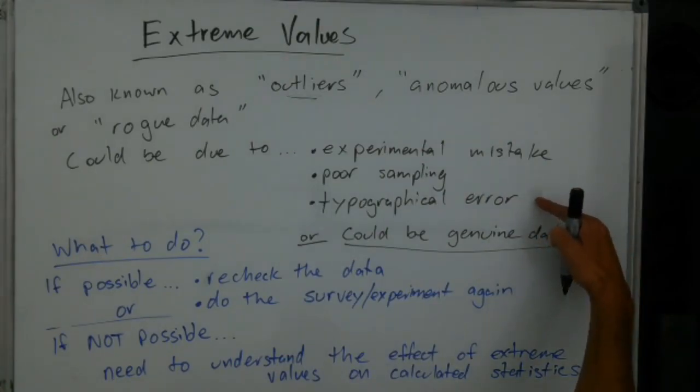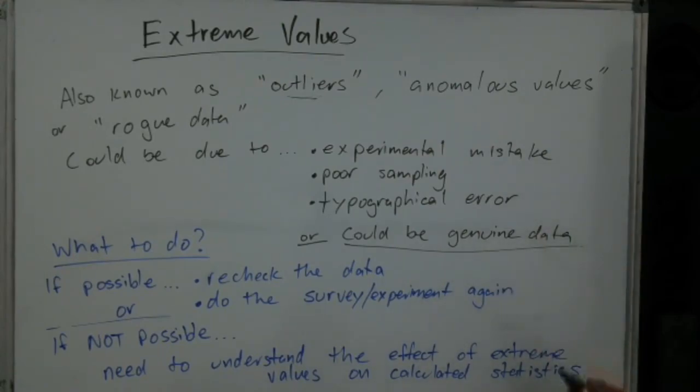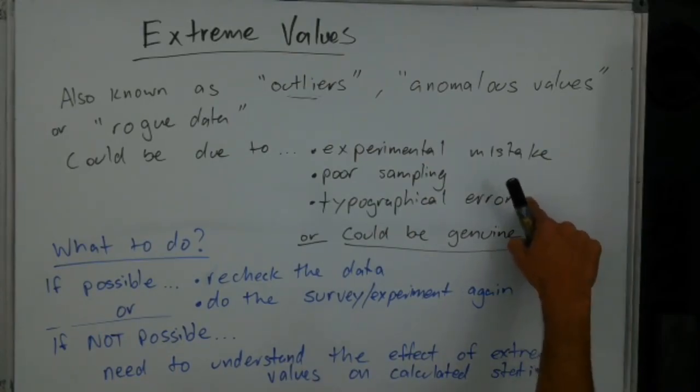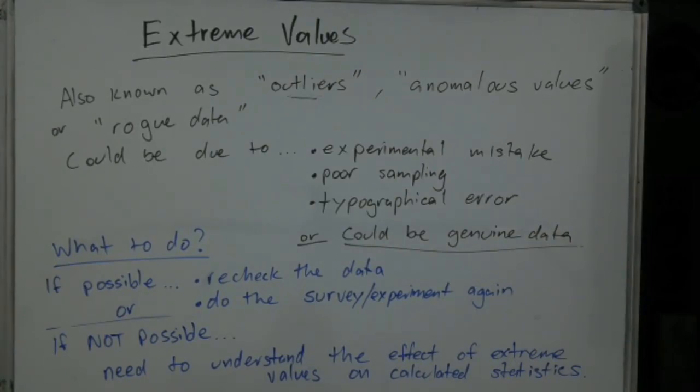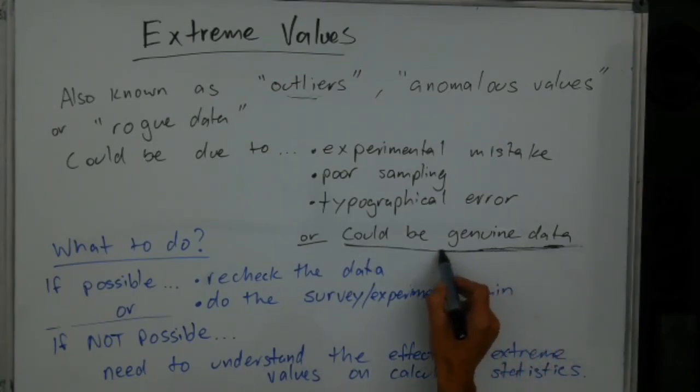A typographical error could be where the extreme value isn't actually an extreme value, but when it was recorded it was written down wrong, and so when the data is analysed, the incorrect value looks like an extreme value. And the other possibility is that the extreme value could actually be genuine data. So we have to be on the lookout for these values that are way outside of the rest of the range of the data.